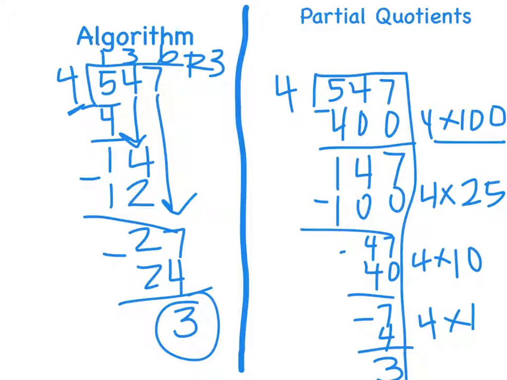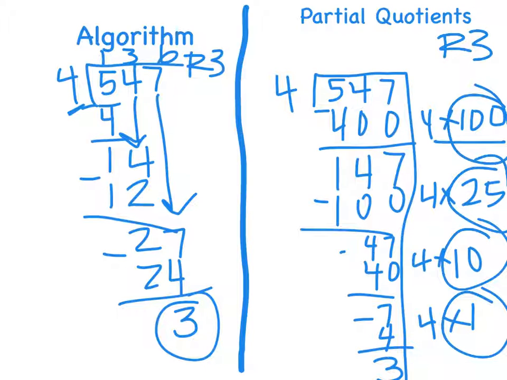So my remainder here is 3, and I'm going to circle all the numbers that I multiplied 4 by and add them up. 100 plus 25 plus 10 is 135, plus 1 is 136. So again, I got the same answer of 136, remainder 3.